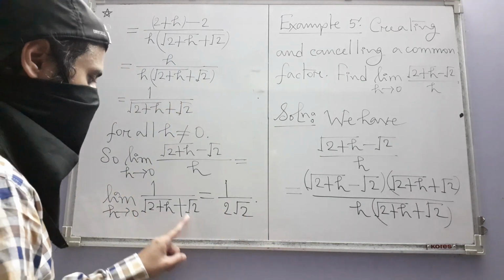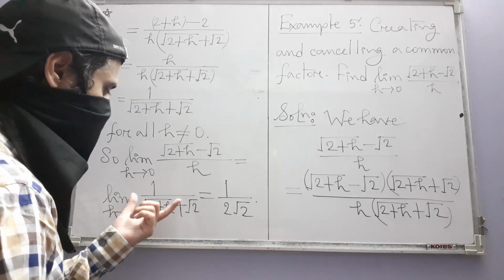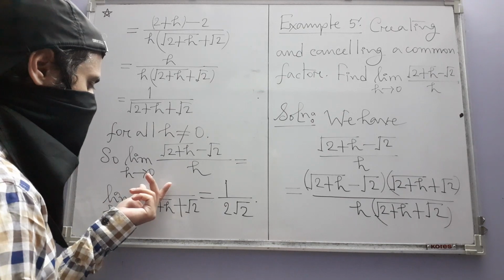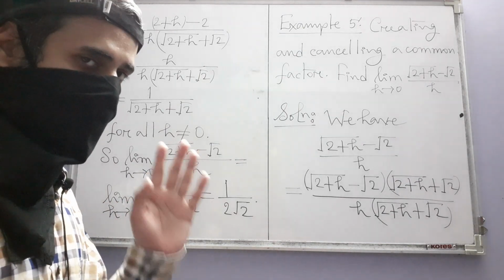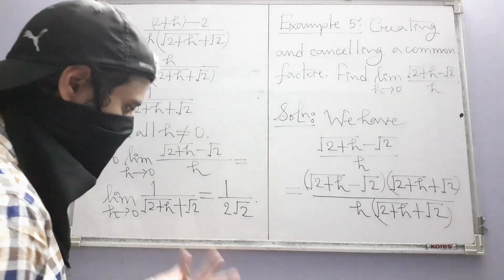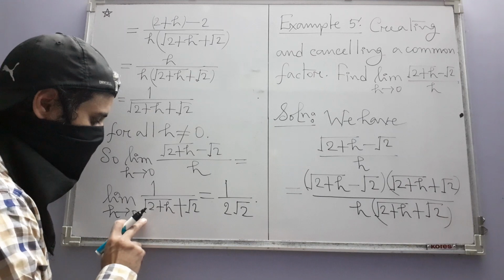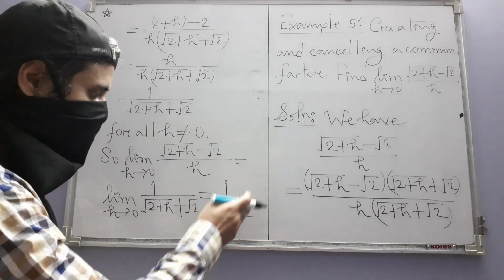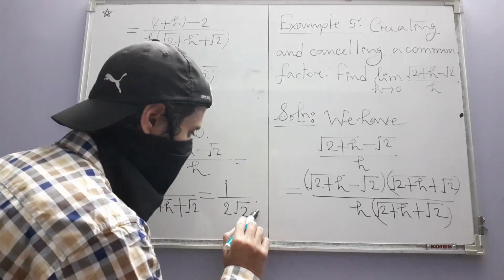Note carefully, we are not applying theorem 4 here, because theorem 4 requires a rational function, a quotient of two polynomials. Here the denominator is not a polynomial, but still we are using the quotient rule. So that's why we are able to take h equal to 0, and whatever value we get by doing that will be the limit. So this is the limit.